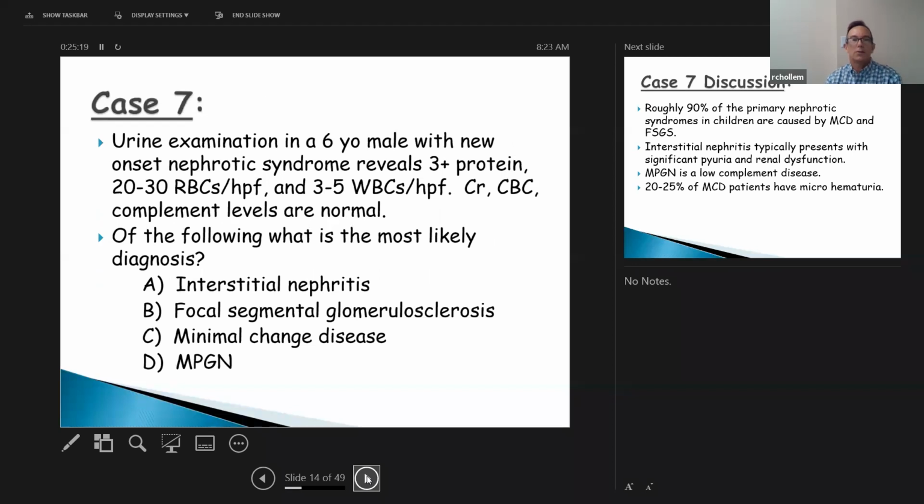Okay, a 6-year-old with new onset nephrotic syndrome. You get a urine: 3+ protein, 20 to 30 red cells per high powered field. Creatinine, CBC, complement levels are normal. Of the following, what is the most likely diagnosis? A, interstitial nephritis; B, FSGS or focal segmental glomerulosclerosis; C, minimal change disease; D, membranoproliferative glomerulonephritis, MPGN.